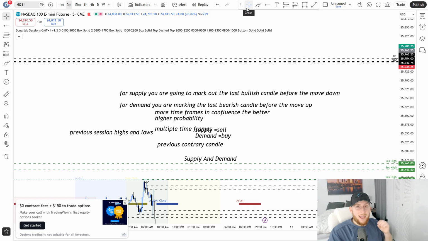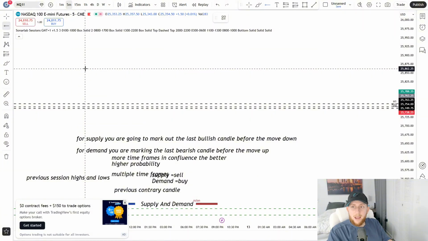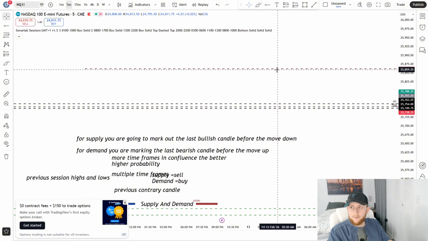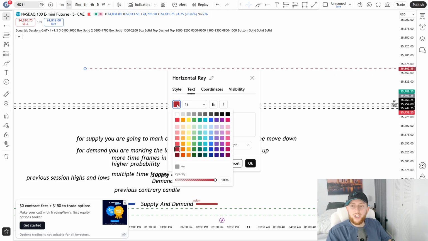Now I'm going to show you guys how to make the templates. All you're going to do is go to horizontal ray. Now yours is probably just going to look like a straight line, right? Not dashed like mine. You're going to double click it, and you're going to want to change the style of your text to whatever, right? So you can see for my demands and my supply levels, I just have my lines black and I have the lettering black as well. For demand and supply, you can have two separate line colors, whatever works for you. This is all customizable to your liking. For me though, you can see I have dashed lines and I have them black for supply and demand levels.